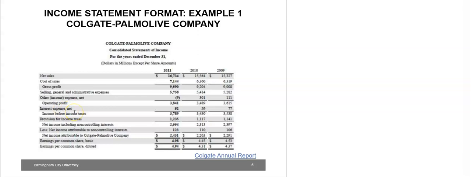Deducting net interest expense from operating income results in income before income taxes, which is then adjusted for provision for income taxes, which results in net income including non-controlling interest, and then it is adjusted for net income attributable to non-controlling interest, and that results in net income attributed to Colgate-Palmolive company, and this is then used to calculate the basic and diluted EPS. Non-controlling interest, as you know, represents the income attributable in subsidiary companies where minority shareholders also have shares.